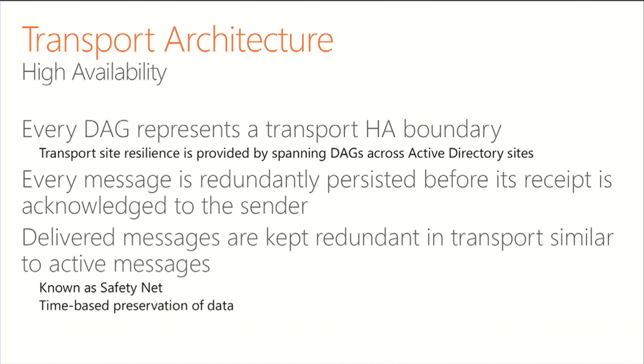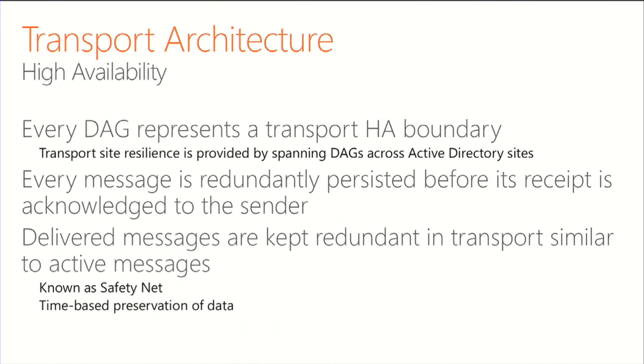The way we do this replication is through an infrastructure that we introduced in Exchange 2010, known as shadow redundancy, where we will make another copy of that message prior to acknowledging receipt of the message. And in this case, in Exchange 2013, we make that copy on another server within the DAG, giving preference to a server in another Active Directory site, thereby obtaining transport site resilience.